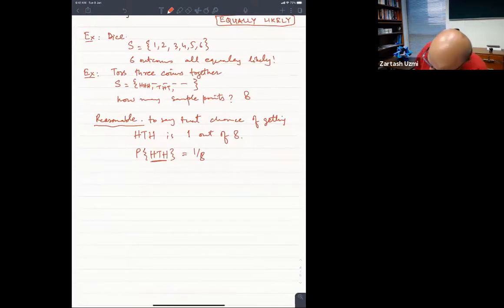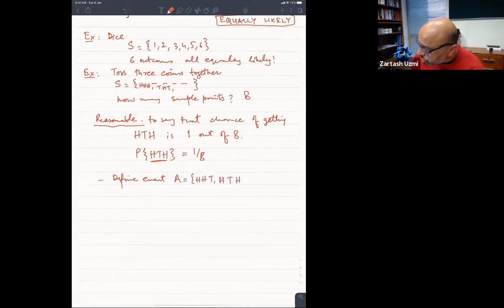Okay. एक और काम करते हैं, यहाँ पे define event A. एक event A को define कर देते हैं, which is HHT, HTH, THH. What is this event? Exactly 2 heads.